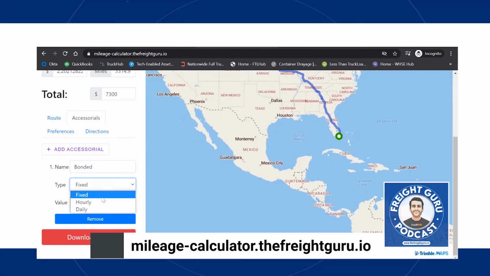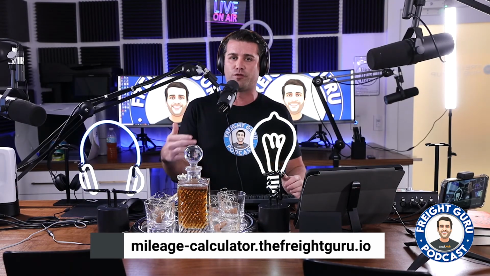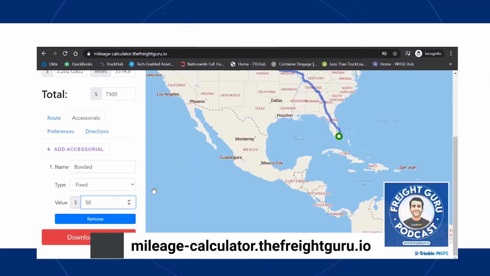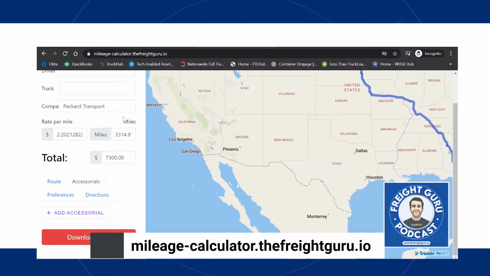You can make it a fixed hourly or daily rate. In this case, it'd be daily. And you can add what you charge for a bonded fee. So if this was a bonded trucking movement from Miami out to Washington, and you wanted to add a value for the bonded accessorial, let's say $50, you can add it, and you can also remove it. We're not going to add that bonded fee, but you could.